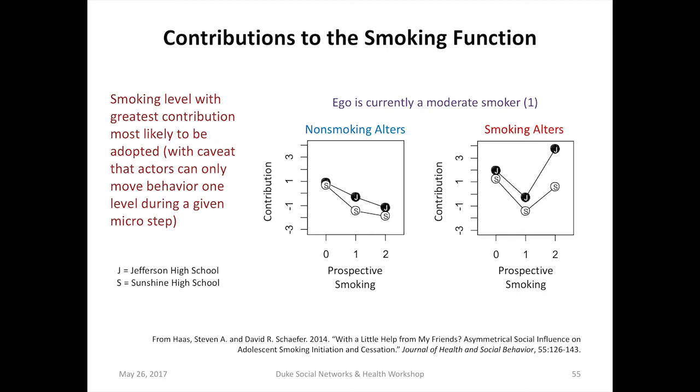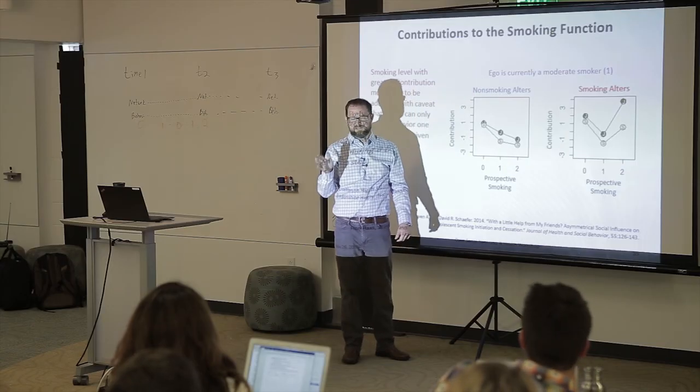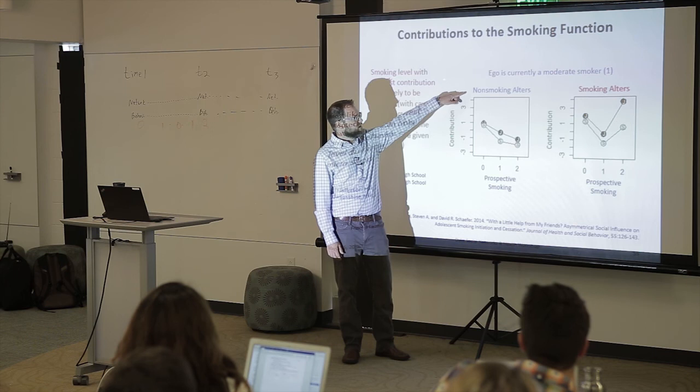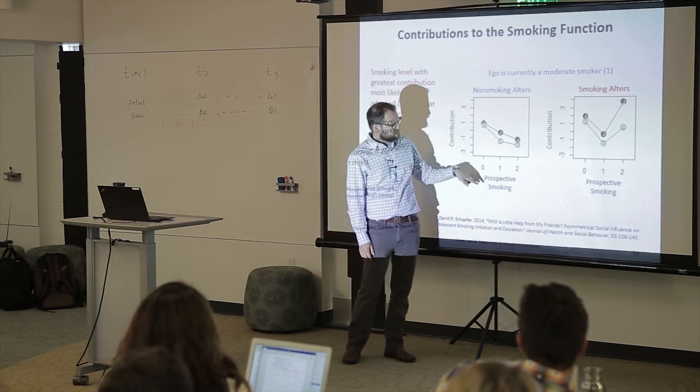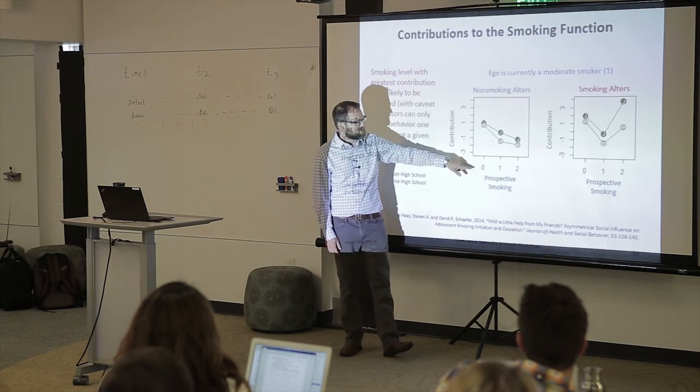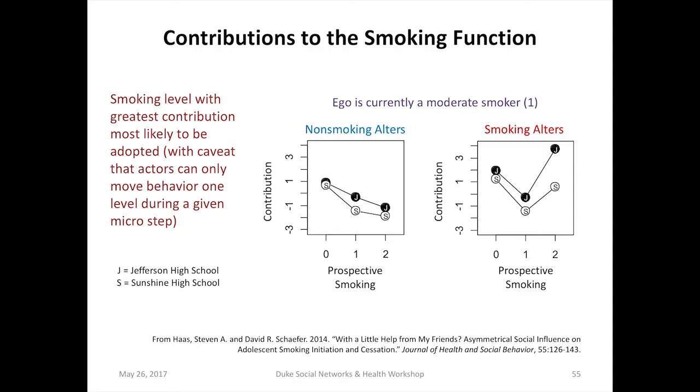Okay, and so these are hypothetical situations. Ego is currently a moderate smoker, so they're in this middle category. And let's say they have non-smoking alters. They consider each possible smoking level, which is most likely, right? And we see the highest values here for zero. An ego who's a moderate smoker with non-smoking alters is most likely to adopt a level of zero, and less and less likely to adopt these higher levels. And these are estimates for two separate schools. That's why we have two lines here.